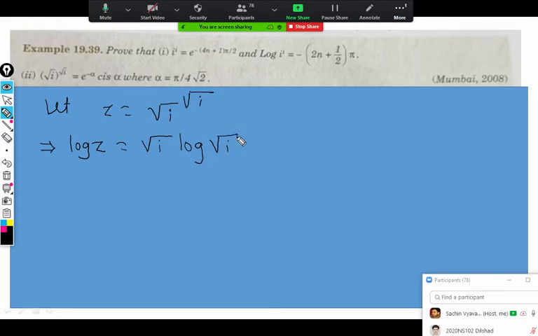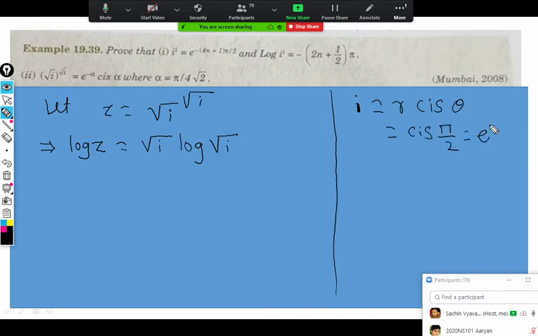So first let me simplify that root of I. Again a side work. In the side work, I will write iota first. That iota can be written as r cis theta, where r is 1 and that is cis of pi by 2, that is e raised to I pi by 2. But we want root I, so root of I is e raised to I pi by 2 raised to 1 by 2. So it is e raised to I pi by 4. I hope I am clear. Root I is e raised to I pi by 4. Is it?